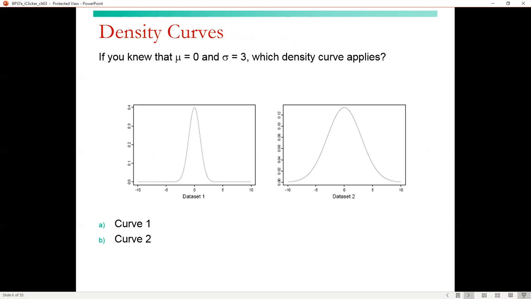If you know that mu equals 0 and sigma equals 3, which density curve applies? Density curve 2 has the spread that we're looking for. 3 standard deviations on either side gets us to -9 to 9. And you can see that there's data on data set 2 representing information from -9 to 9. There's no area under the curve on data set 1, starting at about the first standard deviation away from the mean.